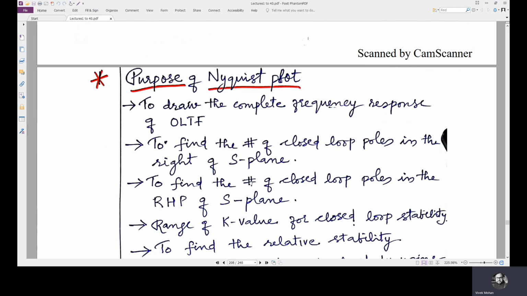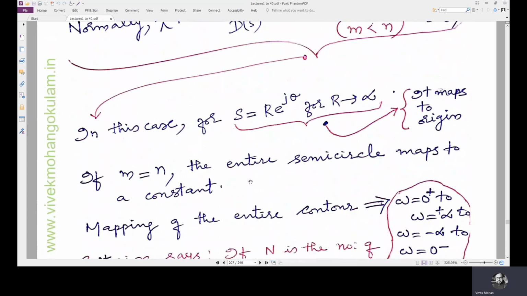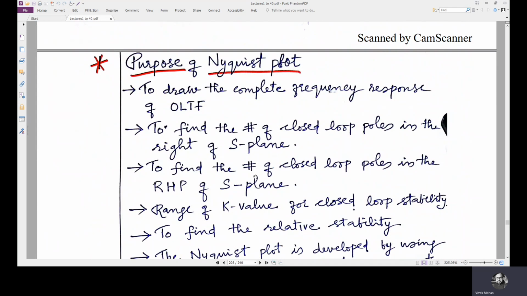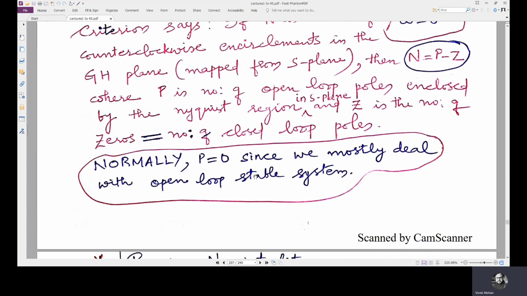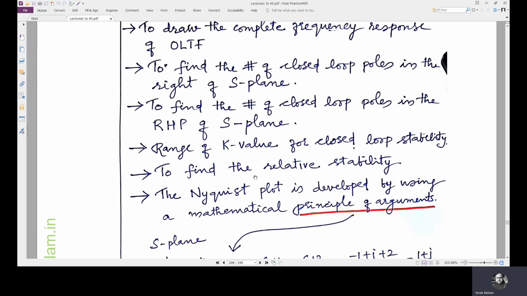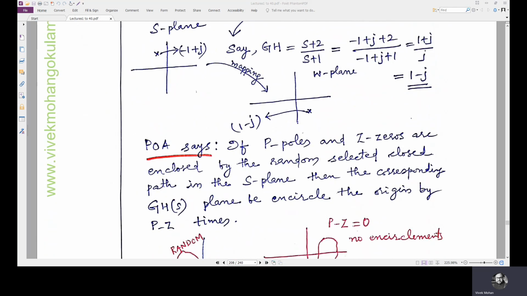Okay. Now we will see the procedure for drawing the Nyquist plot, and the purpose of the Nyquist plot, in the next lecture. Okay, let us take a break and we'll continue in the next lecture.